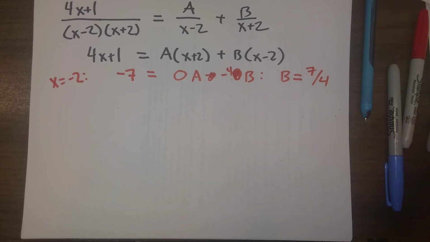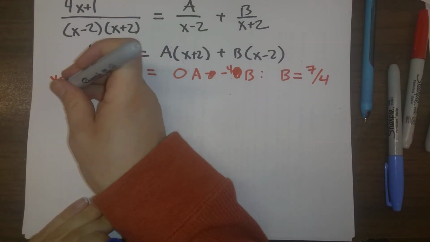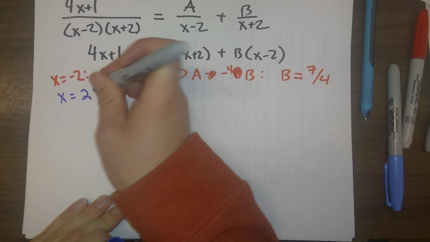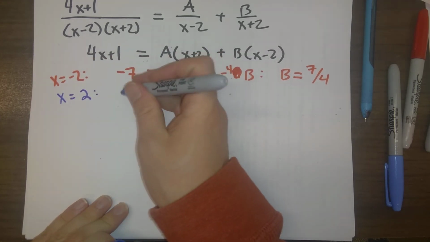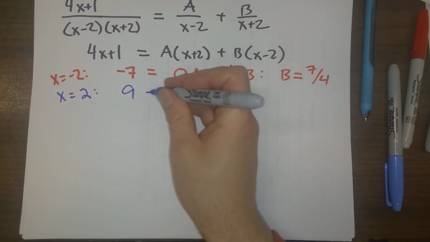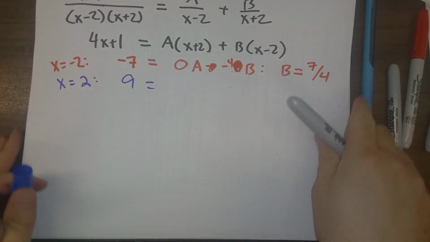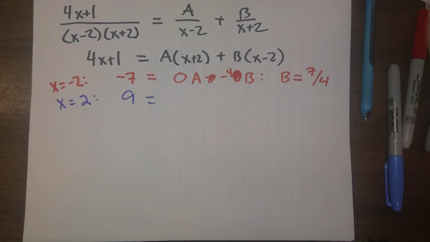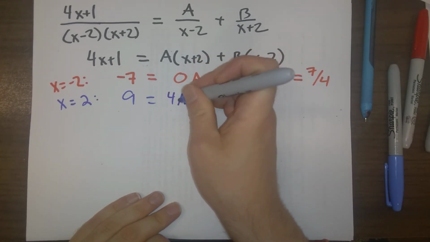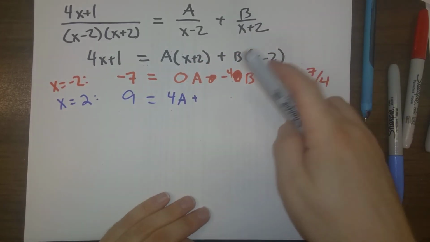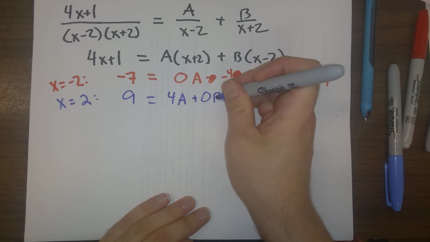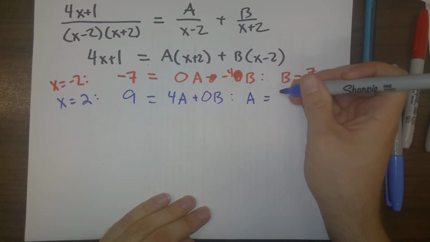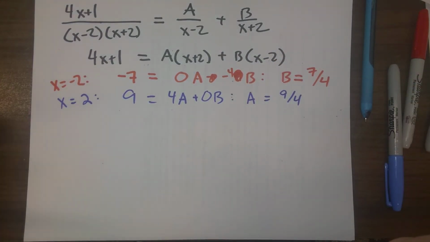We also have to, of course, plug in x is equal to plus 2. That will give us 9 right here. And then over here, we end up with 4a plus, let's see, 0b. So a is equal to 9/4.